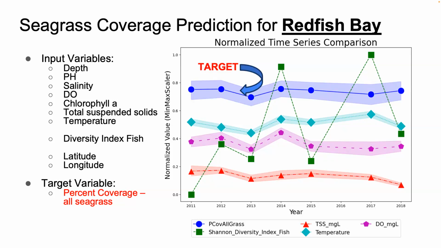The figure shows the time dynamics of those input and target variables. The blue line is the target variable and the other lines are some of our input variables. You can see that they have a similar trend. For example, from 2012 to 2013, while the target variable dropped, other inputs also dropped. So we believe that there might be some information embedded in the input variables that can help us predict the target variable.